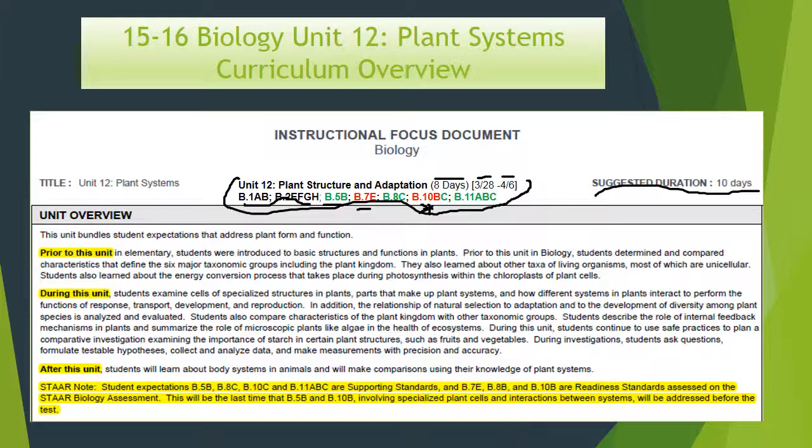All of the other SEs are being spiraled in from previous units, so this is the newest SE. As we go further into the presentation, I'll go more in depth about the prior to this unit, but we do know this is used for shaping our engage activity, accessing student prior knowledge, and during this unit it instructs us on how the lesson should be developed, the flow of the concepts, and how they should build. So after they've gained all of this knowledge during this unit, after this unit, the students will learn about body systems in animals, and they'll be able to make the comparison between plant systems and body systems.